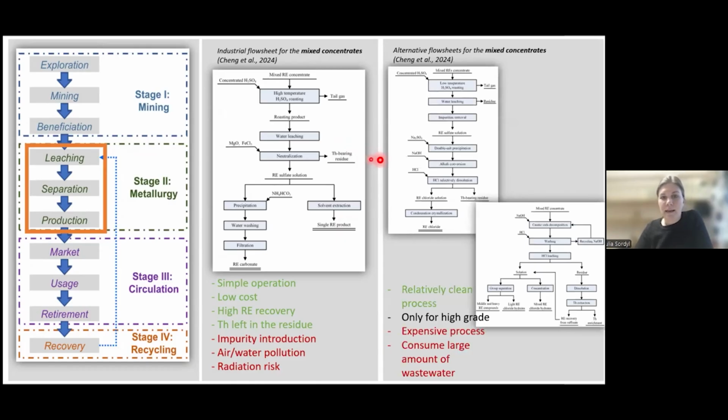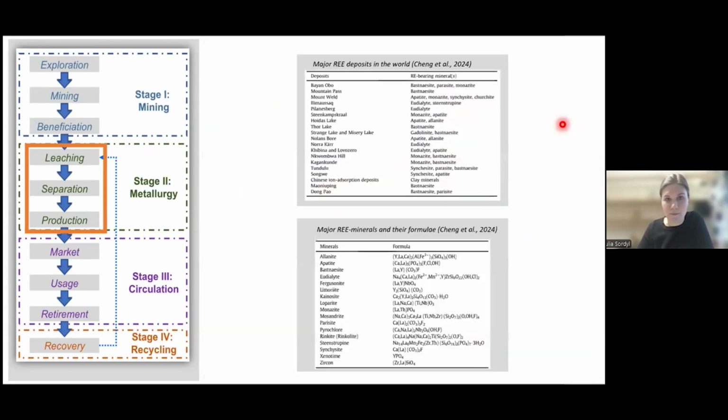Of course, alternative flow sheets have been developed, and they can be easier and use a relatively clean process. However, they consume a large amount of water and they are expensive. So even though those minerals have been in industry for many years, they're still facing a lot of challenges in processing, and there is definitely still room for improvement for them.